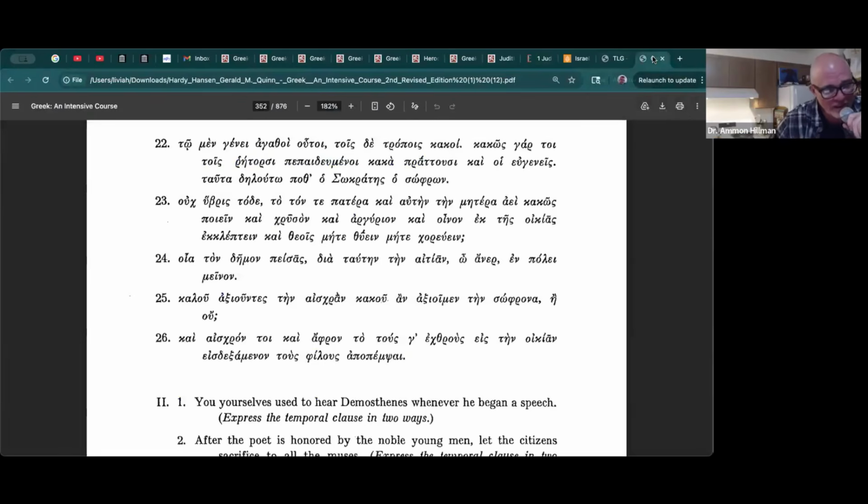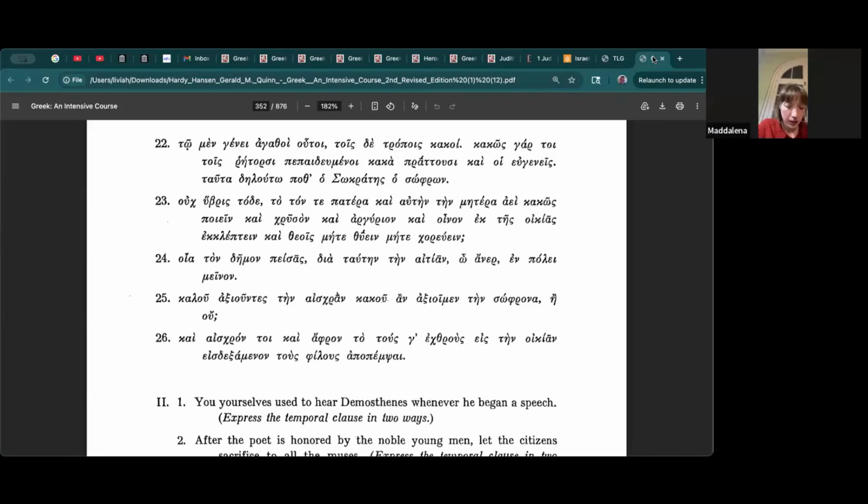That's why I want you to start using the LSJ as a tool. When you're coming across verbs that have multiple assignments, you can say, okay, I'm going to try it like this, I'm going to try it like this.